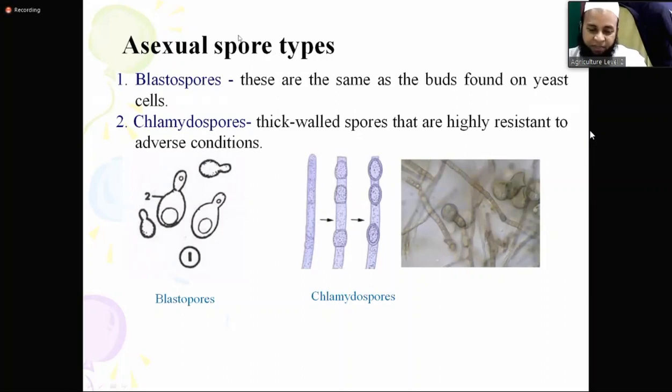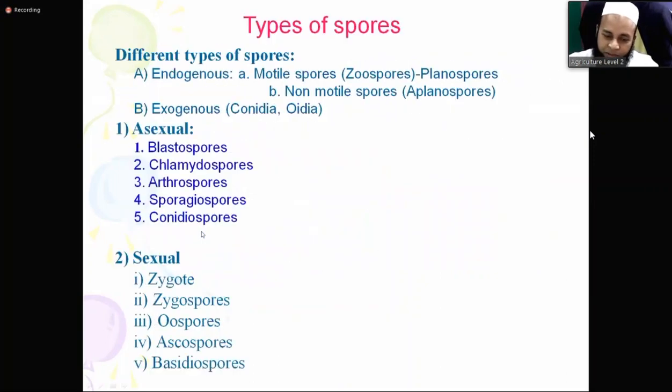So the second type is the asexual spore type. In here, asexual spore type.